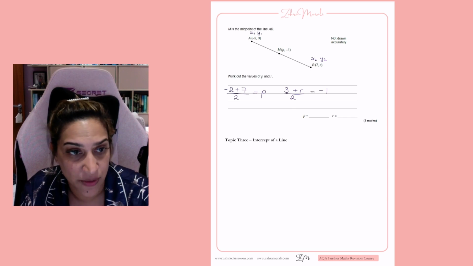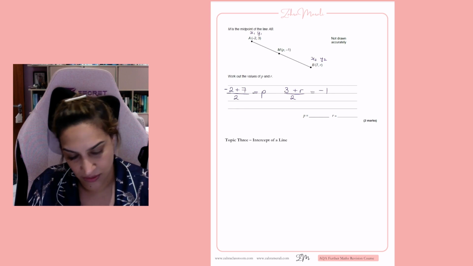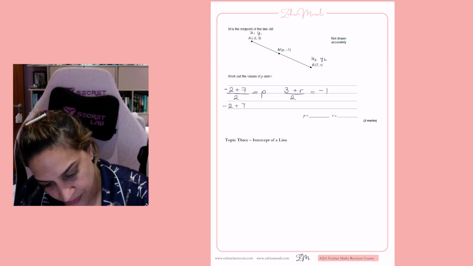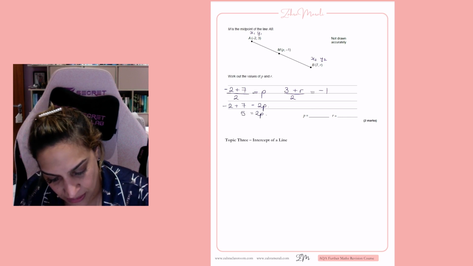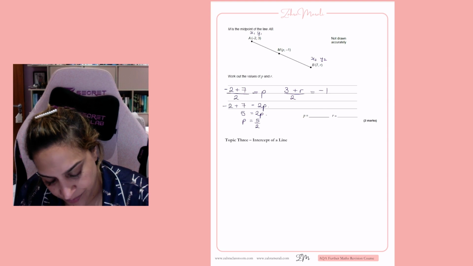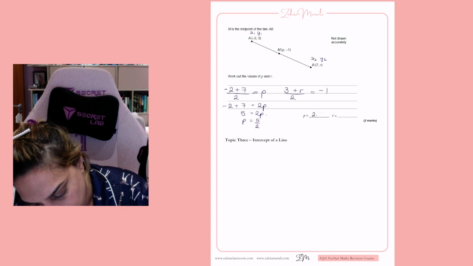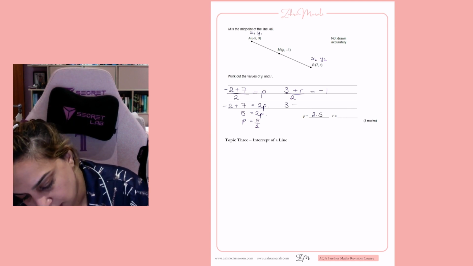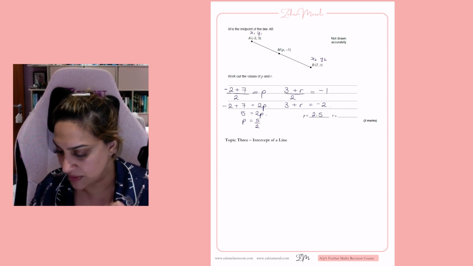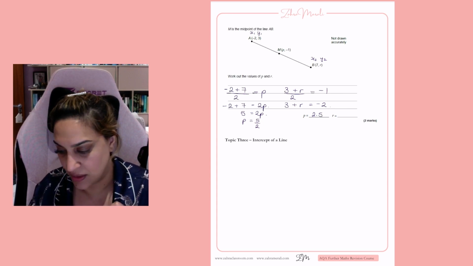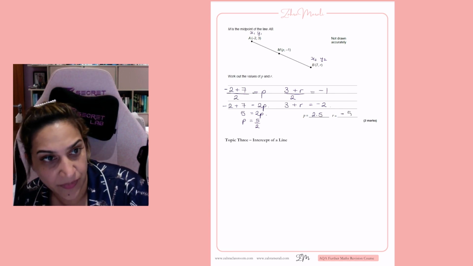Okay, so from the first equation, we can see that minus 2 plus 7 is going to give us 2p. So 5 equals 2p, so p must be 5 over 2, or 2.5, depending on whether you like to write them as decimals. And then r is going to be 3 plus r equals minus 2. So then we're just going to say, well, r must therefore be minus 2, minus 3, so we get minus 5.